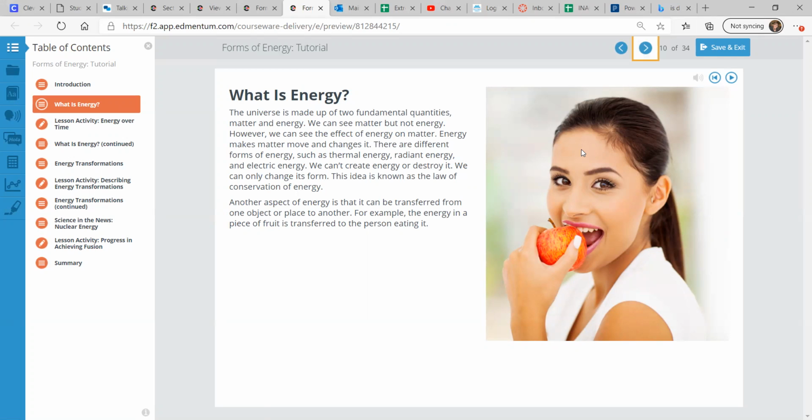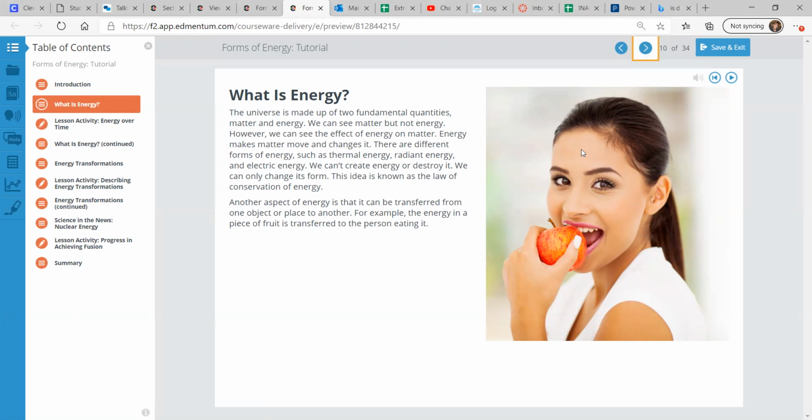The universe is made up of two fundamental quantities, matter and energy. We can see matter, but not energy itself. However, we can see the effect of energy on matter. Energy makes matter move and changes it. There are different forms of energy, such as thermal energy, radiant energy, and electrical energy.